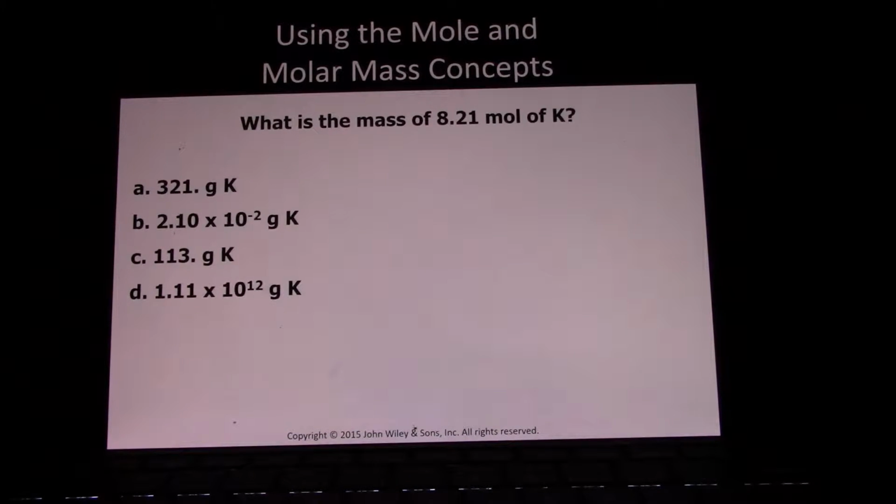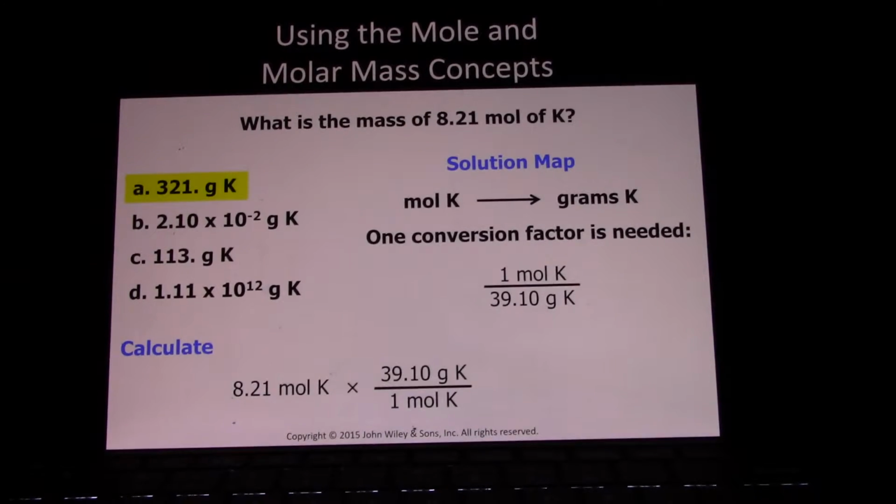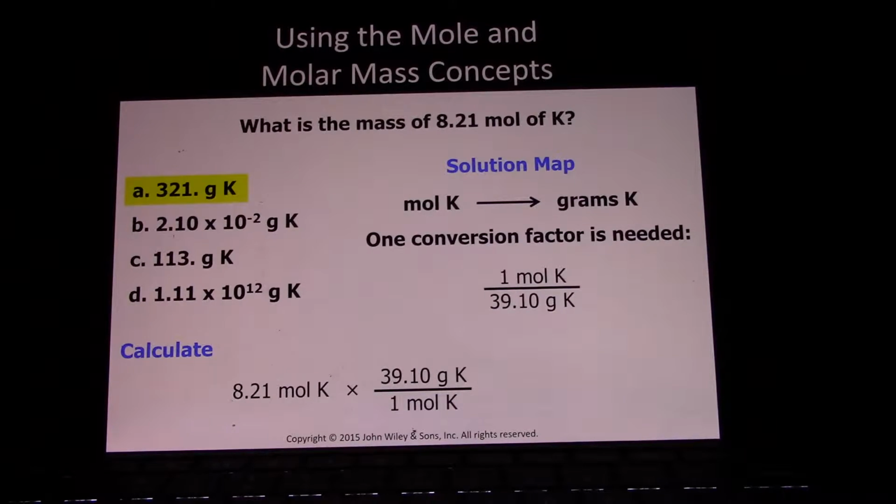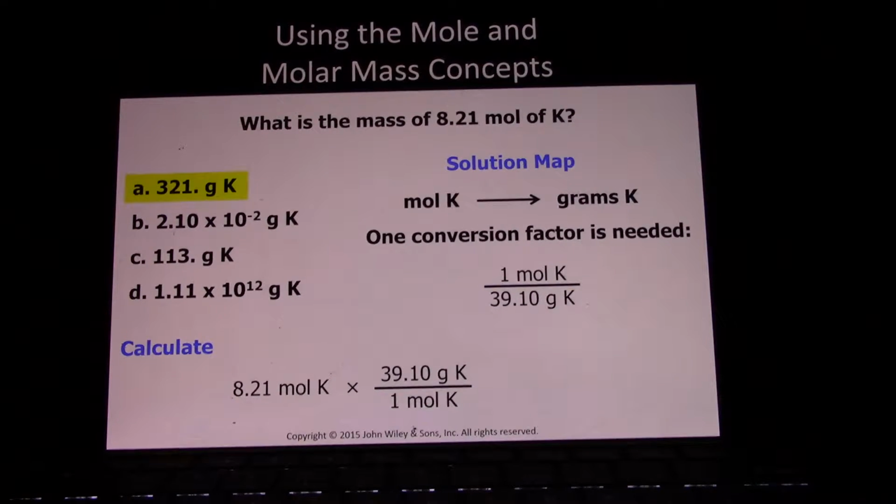What is the mass of 8.21 moles of potassium? Again, we go to our trusty periodic table. We find that the molar mass of potassium is 39.10 grams per mole. And we convert 8.21 moles of potassium times 39.10 grams divided by 1 mole gives us 321 grams of potassium.